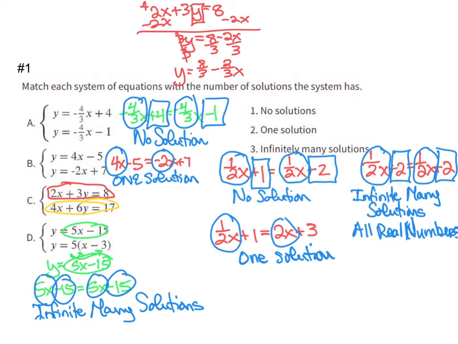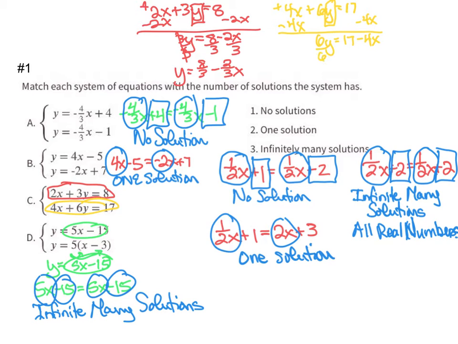I'm going to take the bottom equation. Again, I'm going to take 4x plus 6y equals 17, and I'm going to solve it for y. I need to move the positive 4x. Because it's positive, I'm going to subtract from both sides. I have 6y equals 17 minus 4x.